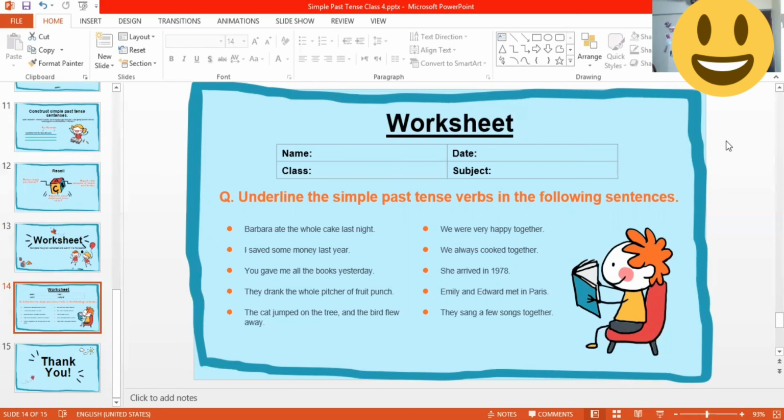Okay, so these are the sentences. You have to underline the past tense verb. There can be more than one verb in the sentence, so you have to figure that out by yourself.